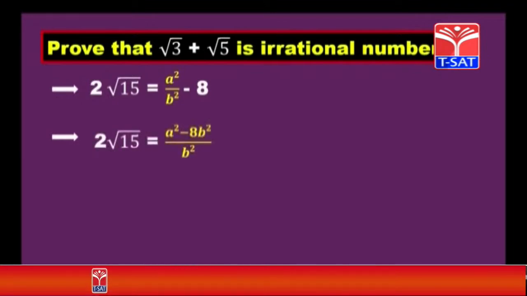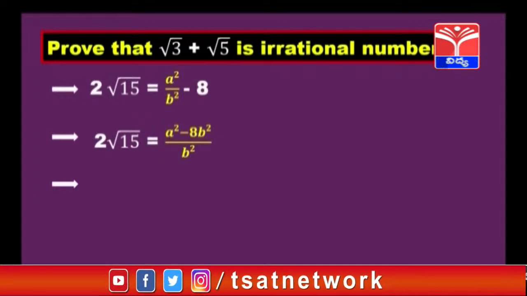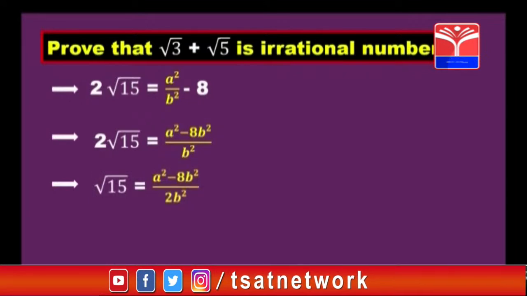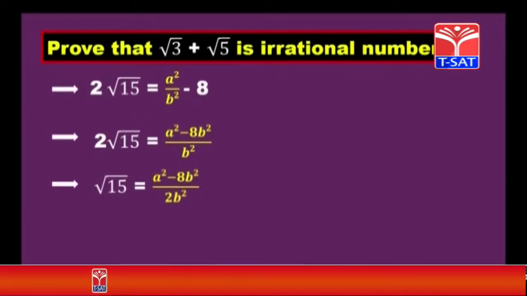Here 2 root 15 is equal to, if I take b square as LCM, which can be written as a square minus 8b square. So 2 root 15 is equal to a square minus 8b square by b square, and 2 I am sending to the right hand side, which will become root 15 is equal to a square minus 8b square by 2b square, which we will consider as equation number 1.